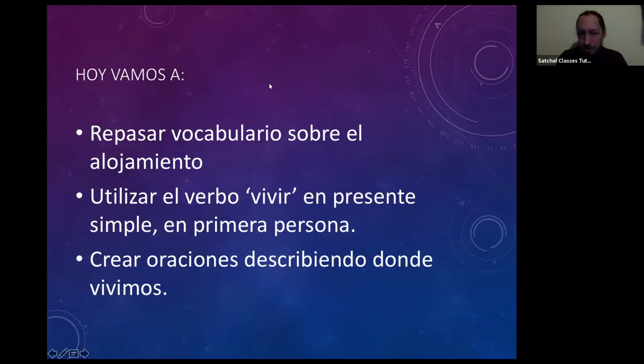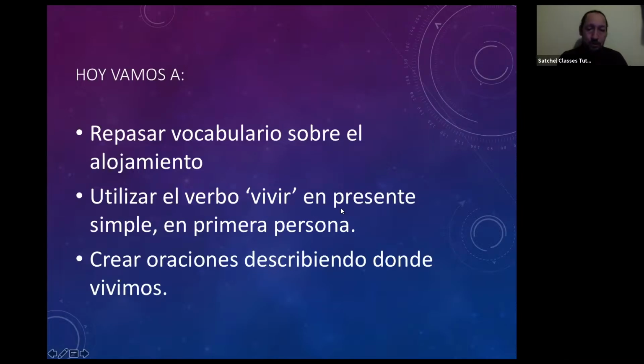I'm going to translate this in English for you guys. We are going to revise words about housing. So like where we live and the whereabouts where we live. We're going to use the verb to live in present. And we're going to do it in simple present, and we're going to do it in first person. So we're going to be doing I live throughout the lesson. However, we're going to learn the rest of the structure for that verb. Finally, we're going to be able to create sentences describing where we live.